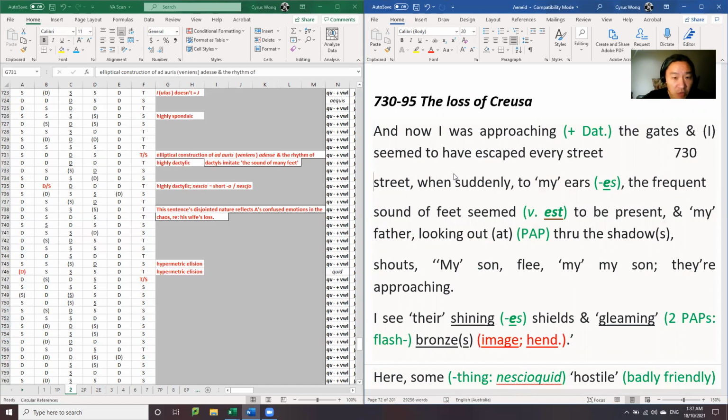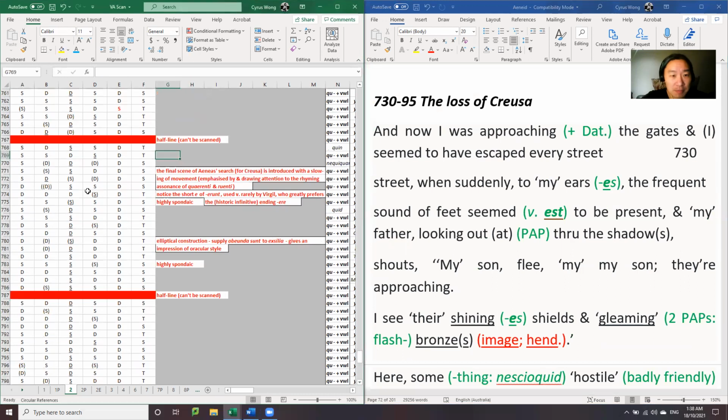Disjointed nature, 738. I'll have a look at the word. Yeah, so there's a bunch of two, three syllable words. So very short words, I guess. Sometimes it's the scansion and sometimes just the nature of the word, like how many gaps or how many words there might be. Sometimes you don't quite get it, but you just have to remember what it says in the book. So this sentence says disjointed nature reflects Aeneas's confused emotions in the chaos surrounding his wife's loss.